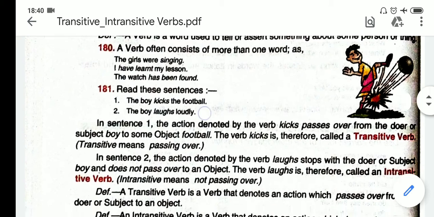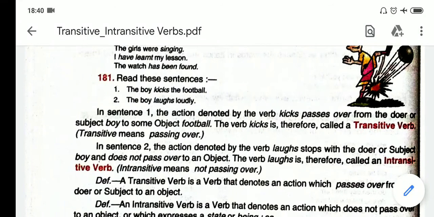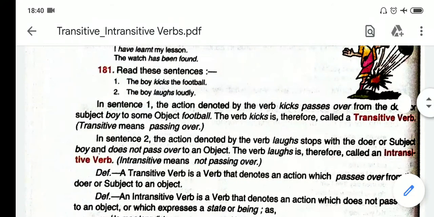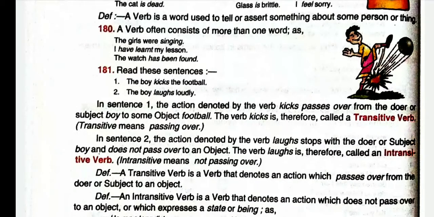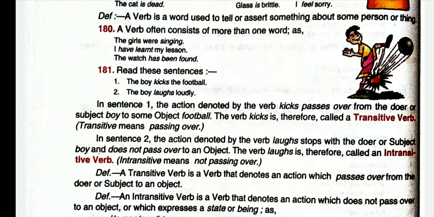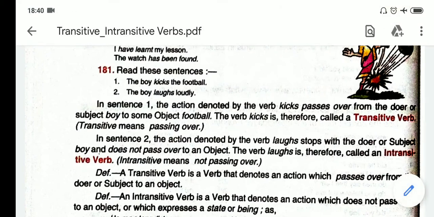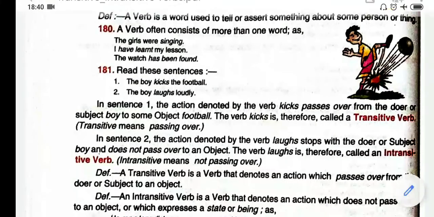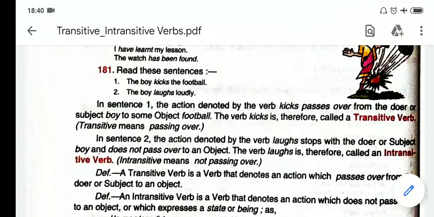Then read these sentences. The boy kicks the football. The boy laughs loudly. Now we are coming to the transitive verb and the intransitive verb. In sentence 1, listen carefully: the boy kicks the football. The action denoted by the verb kicks passes over from the doer. Who is the doer? The boy, the subject, to some object, football. In this case, there is a subject, there is a verb, and there is an object.